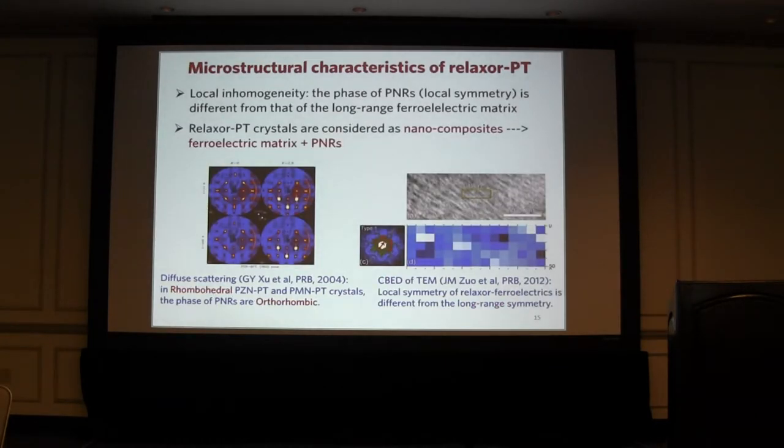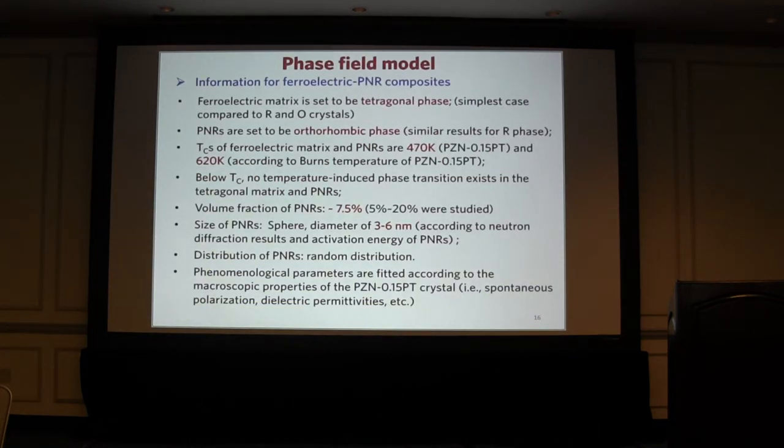In order to use phase field simulation, first of all, we need to know the microstructure characteristic of relaxor PDT crystals. We think that the most important characteristic is local inhomogeneity, as observed by diffuse scattering experiments. In rhombohedral relaxor PDT crystals, 10 years ago, Guangyu Xu observed that the polar nanoregions are all around the matrix phase. And also by TEM experiments, the local symmetry of relaxor PDT crystals is very different from the long-range phase. So in our simulation, we take the relaxor PDT crystal as a nanocomposite with a combination of ferroelectric matrix and the polar nanoregions.